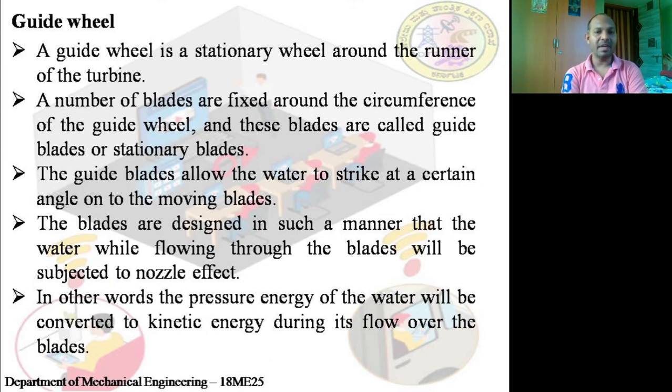A number of blades are fixed around the circumference of the guide wheel, which are called guide vanes, guide blades or stationary blades. The guide blades allow the water to strike the moving blades at a certain angle. The function of guide vanes or guide blades is to allow the water to strike the blades at a certain velocity and certain angle. That's it, so that the energy will not get wasted.